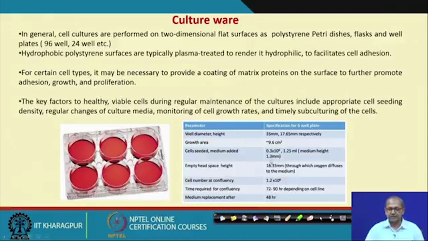Why am I telling this? Because if you give this much media, we will get enough head space for oxygen to diffuse into the media, and there will be no oxygen limitation, because polystyrene is not permeable to oxygen. The cell number will reach confluence at 1.2, meaning you can get 4 times the cell numbers within, say, 70 to 90 hours of culture, but you have to change the media after 48 hours.